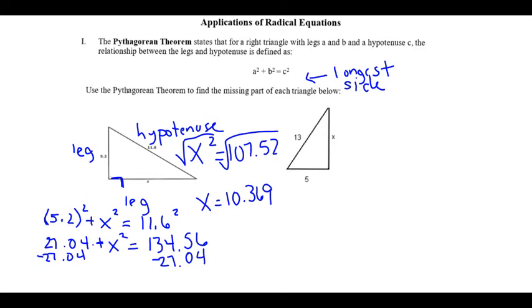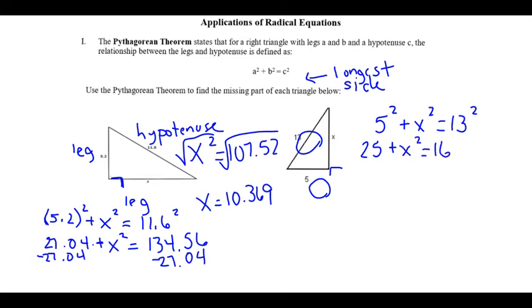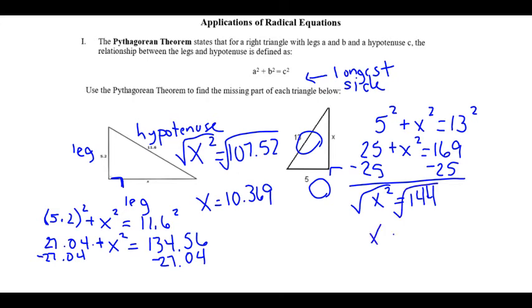All right, let's take a look at B. And here's our right angle. So again, we have one leg and the hypotenuse. So we're going to do 5 squared plus x squared equals 13 squared. And if we square it, 25 plus x squared equals 169. Subtract 25 from both sides. So we get x squared equals 144. Take the square root of both sides, and x equals 12 this time.